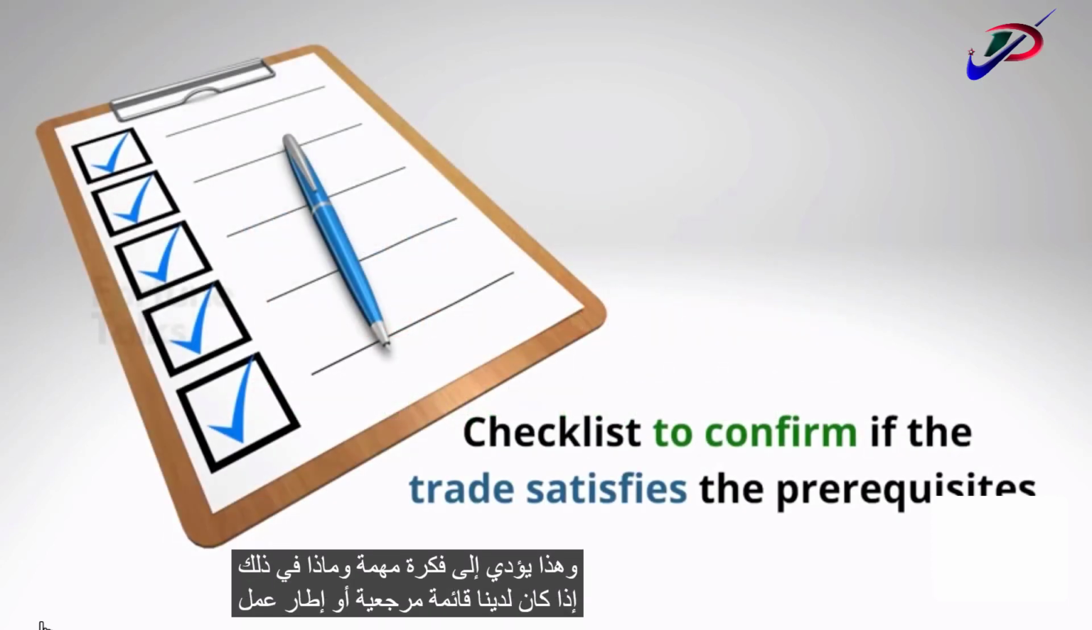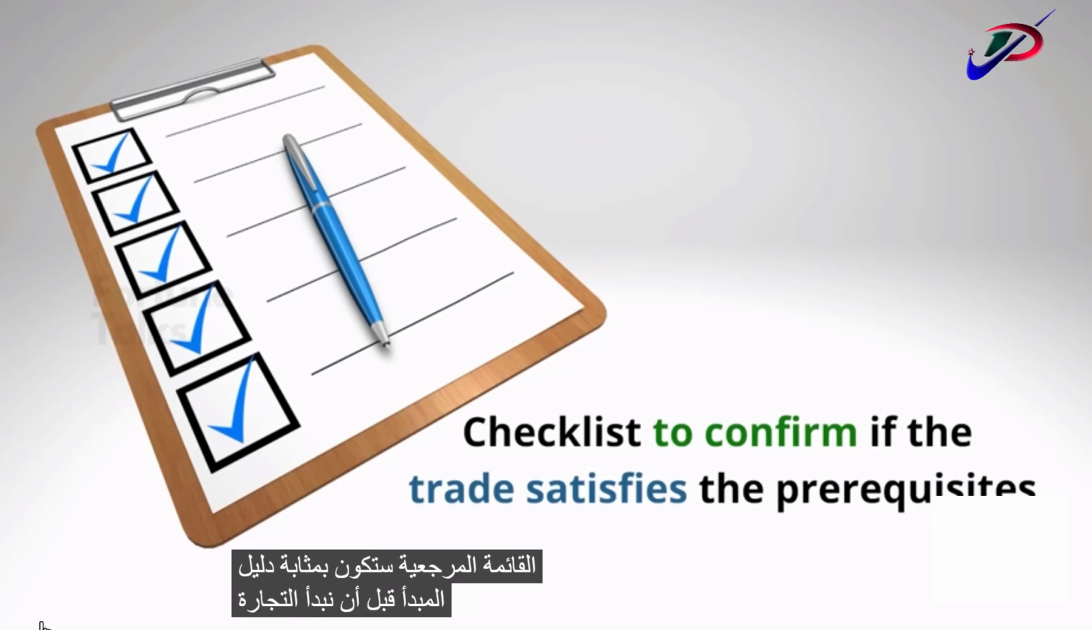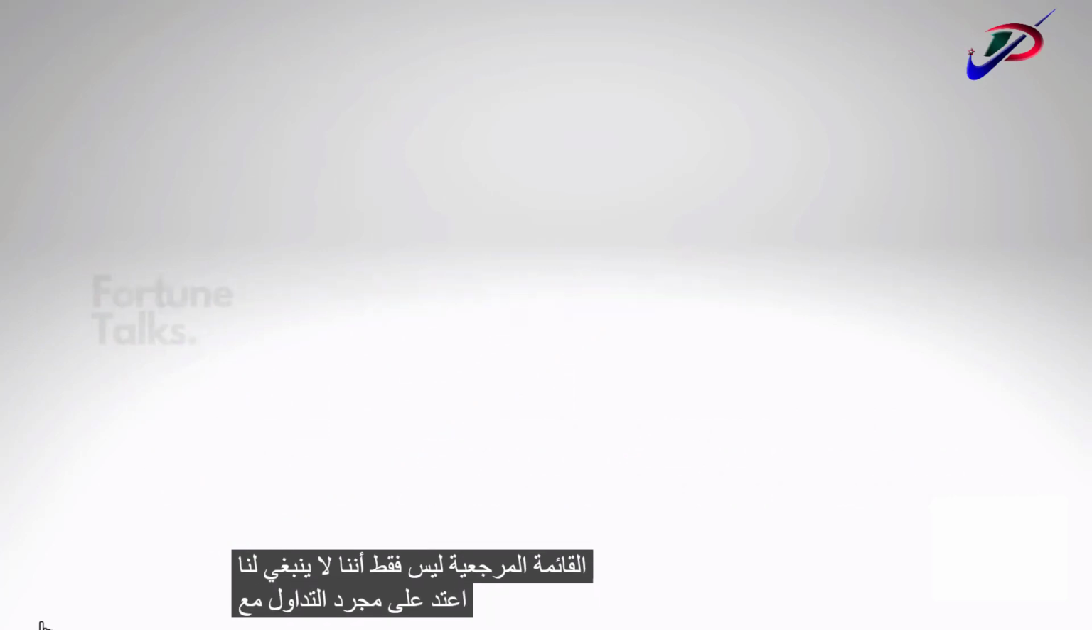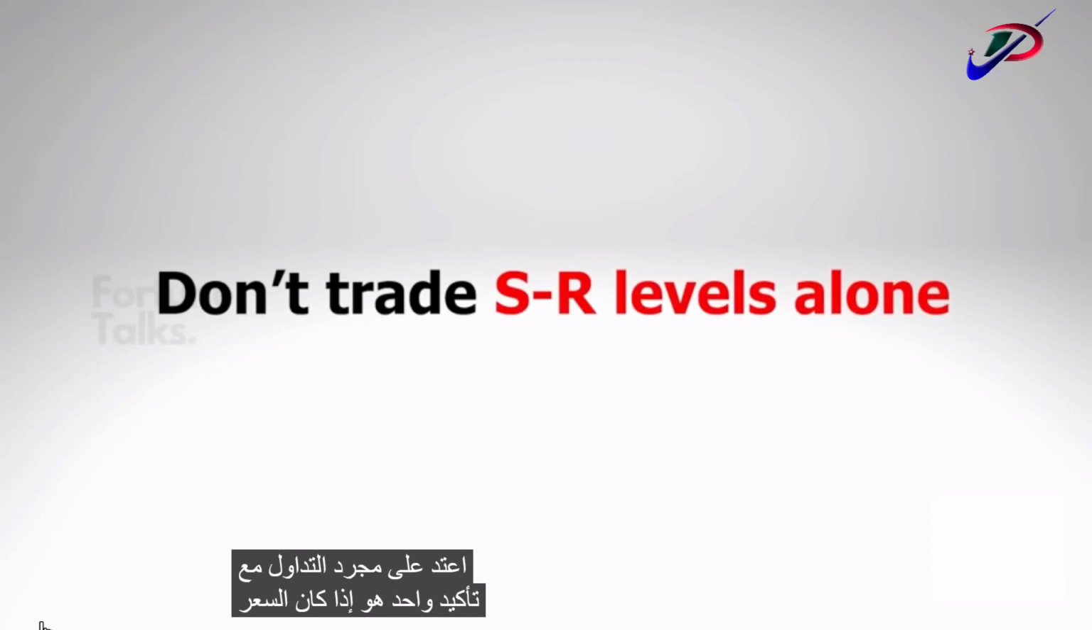So what if we have a checklist or a framework for every trade that we consider? The checklist would act as a guiding principle before we initiate the trade. The trade should comply with the conditions specified in the checklist. If it does, we take the trade. Else, we drop it and look for another trade opportunity that complies with the checklist. Not only that, we should not make a habit of trading with just a single confirmation. That is, if the price reaches a support or resistance, we should not jump to the conclusion that the price would reverse direction and enter the trade. It does not work like that.